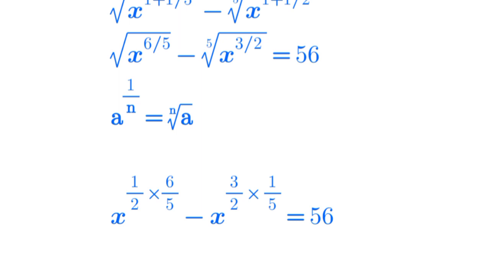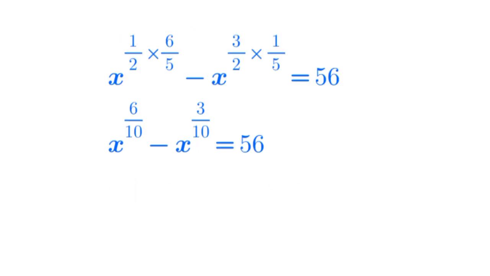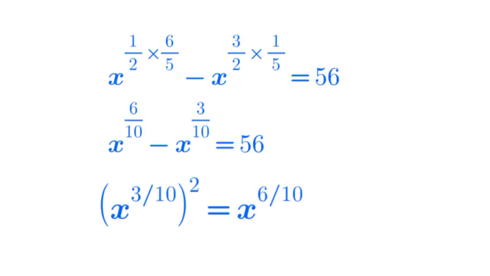So when we multiply, we have 6 over 10 and 3 over 10. So we have x raised to the power of 6 over 10 minus x raised to the power of 3 over 10 is equal to 56. When you look at our left hand side, we have x raised to the power of 6 over 10. Still using the laws of indices, you can say x raised to the power of 6 over 10 is equal to x raised to the power of 3 over 10, all raised to the power of 2.